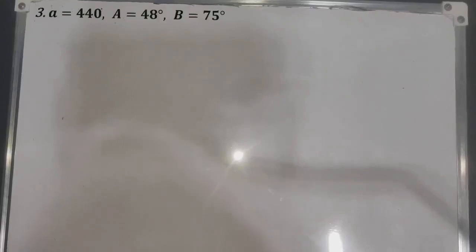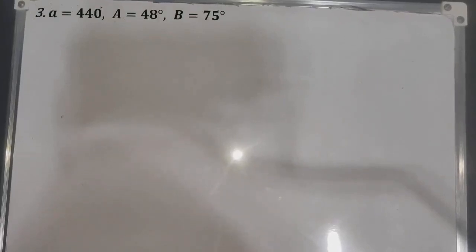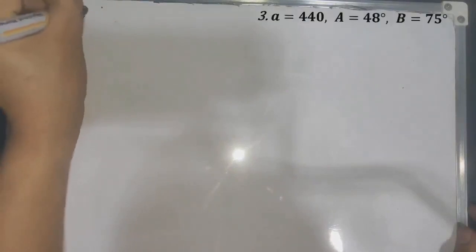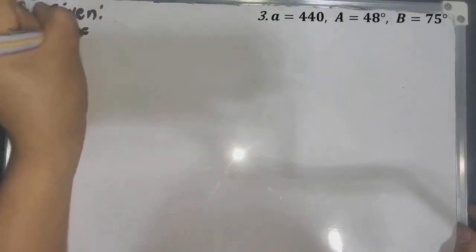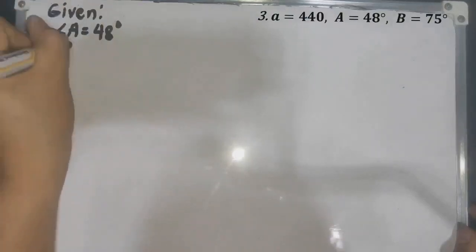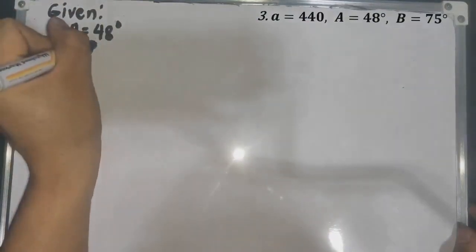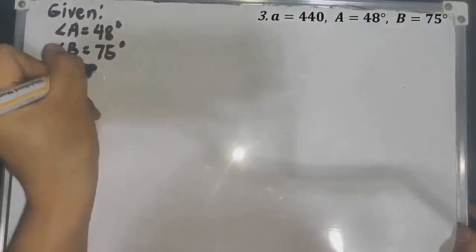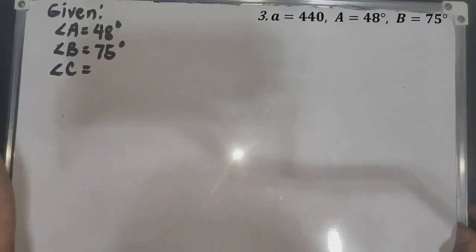Okay, last example. Example letter C. So, we have side A is equal to 440, angle A is 48 degrees, angle B is 75 degrees. So again, para mas mapadali yung pagsosolve, given natin, angle A muna, 48 degrees. Angle B is 75 degrees. And angle C is unknown or yun yung ating isosolve or nawawalang angle.